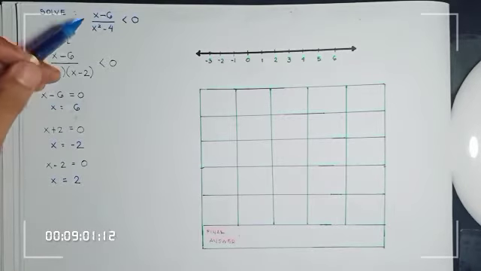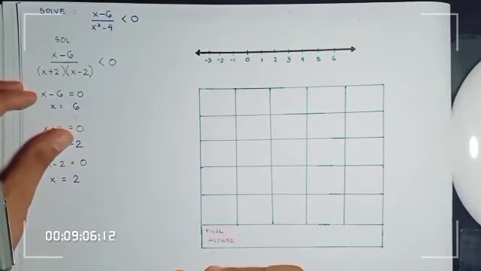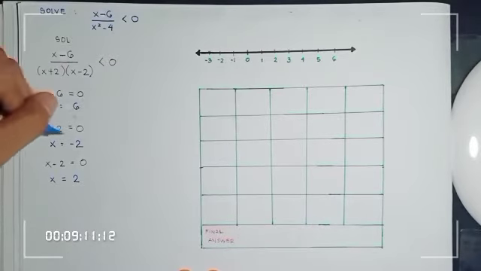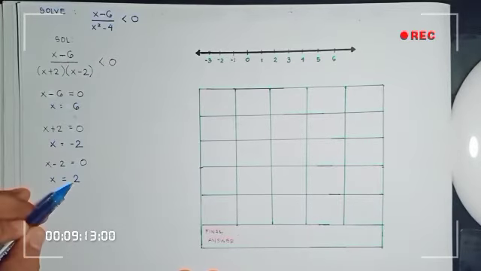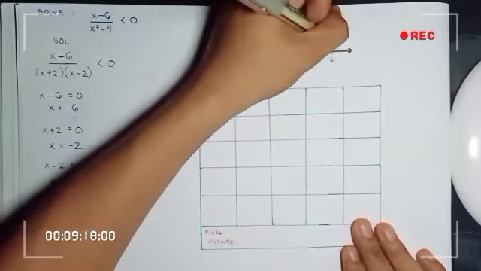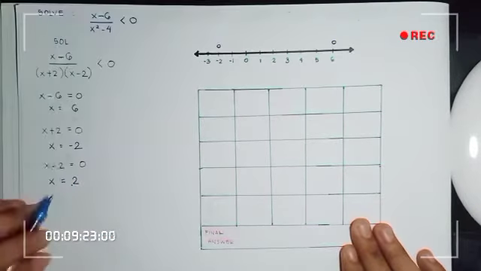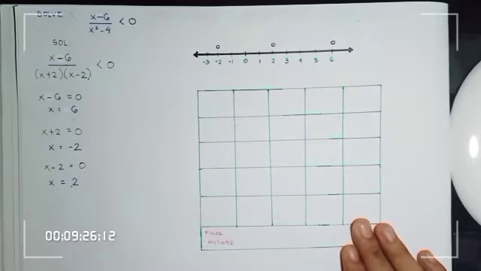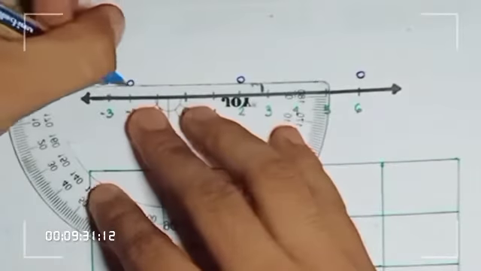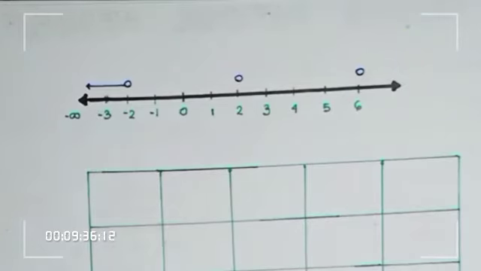Now, for the next example, we have x minus 6 over x squared minus 4 is less than 0. In this example, first we have to factor the denominator. Therefore, we have x minus 6 equals 0, and that results in x is equal to 6. And then x plus 2 becomes x equals negative 2. And x minus 2 becomes x is equal to 2. Again, we plot it on the number line using open circles. We have negative 2, 2 and 6.